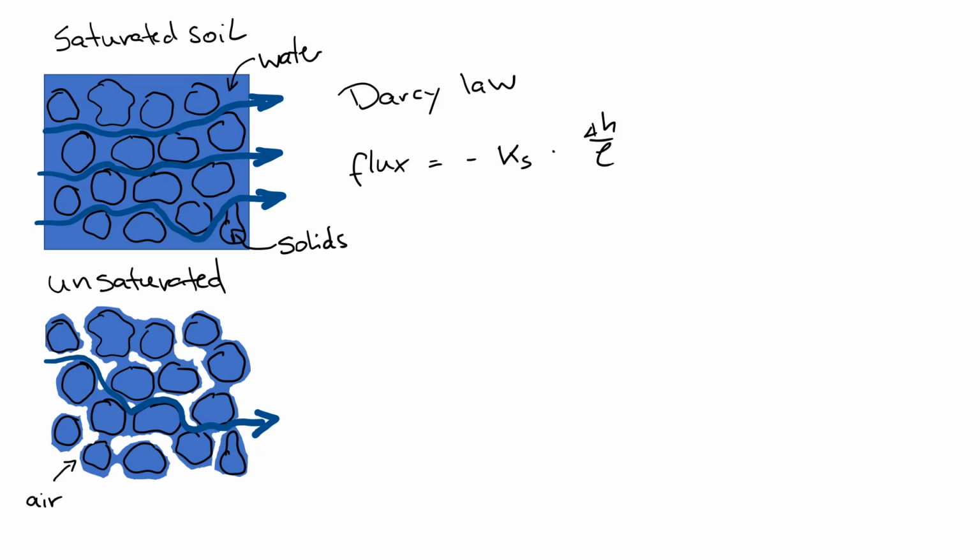So to summarize, under saturated flow conditions, we can use Darcy's law to calculate the flux as the product of a scalar saturated hydraulic conductivity and a driving gradient, delta H over L. The H, or the potential in Darcy's law here, will be the sum total of pressure potential, gravity potential, and solute potentials driving the flow of water.